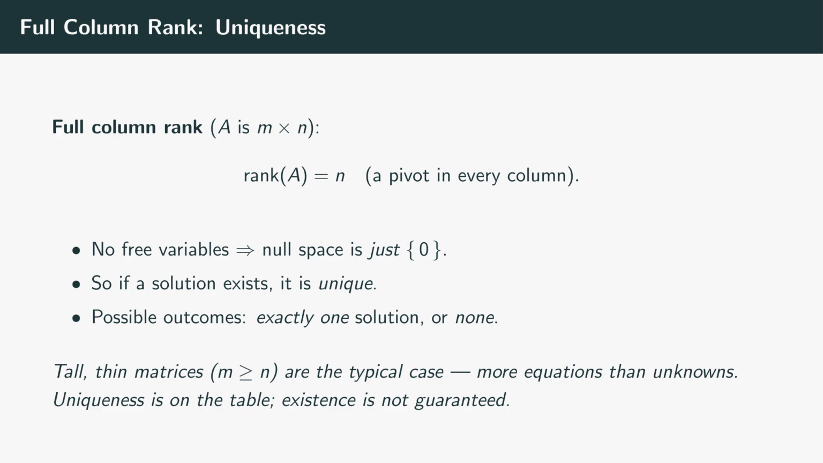Feed that back into the structure theorem. The general solution is a particular solution plus only the 0 vector, so if a solution exists, it is the only one. Uniqueness is guaranteed. The catch is that existence is not. Full column rank typically happens with tall, thin matrices, more equations than unknowns, where a given right-hand side may simply be unreachable. So under full column rank, there are exactly two possibilities, either one unique solution or no solution at all. What can never happen is infinitely many.